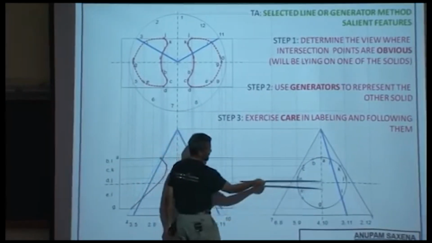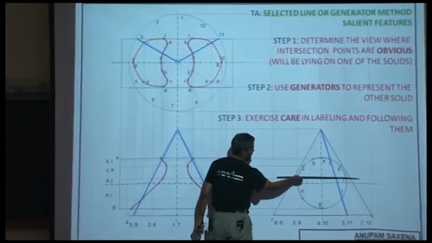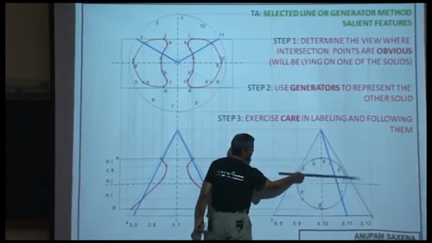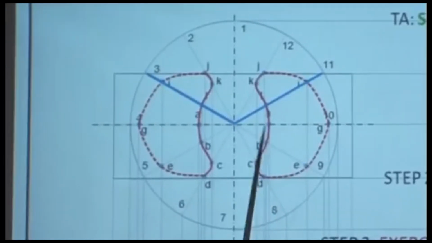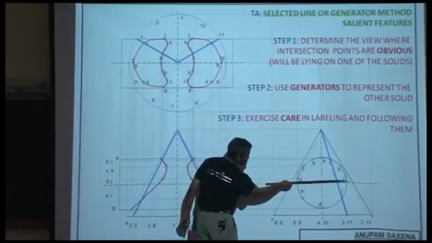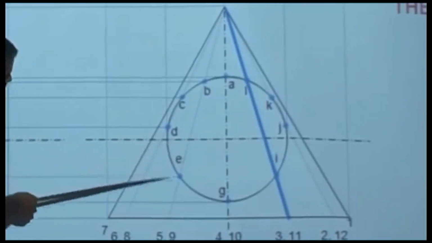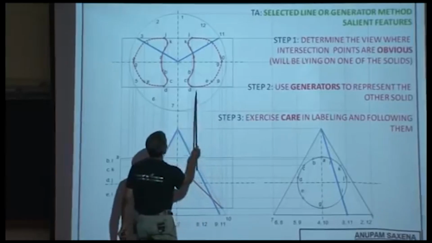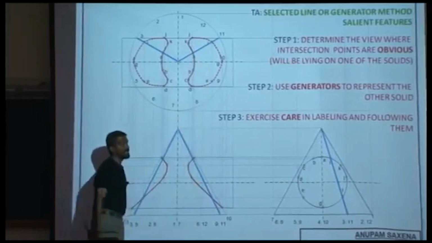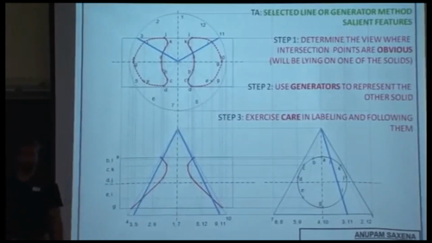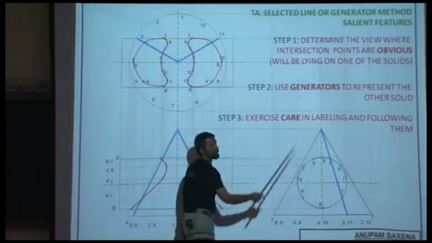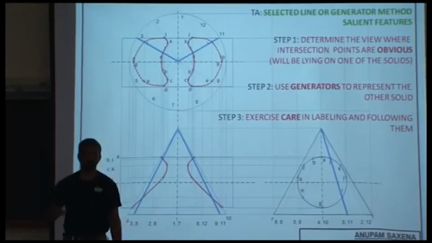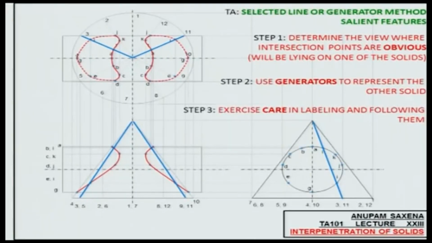Now if you notice, from this height and above, this part will be visible in the top view. And from D onwards, from this height down below, these will be hidden, they will be invisible. And that's the reason why these lines are shown using hidden lines or dotted lines. So you'll have to be very, very careful in following the labels properly, because if you don't, then you'll mess up the connections between the dots, between the intersection points.